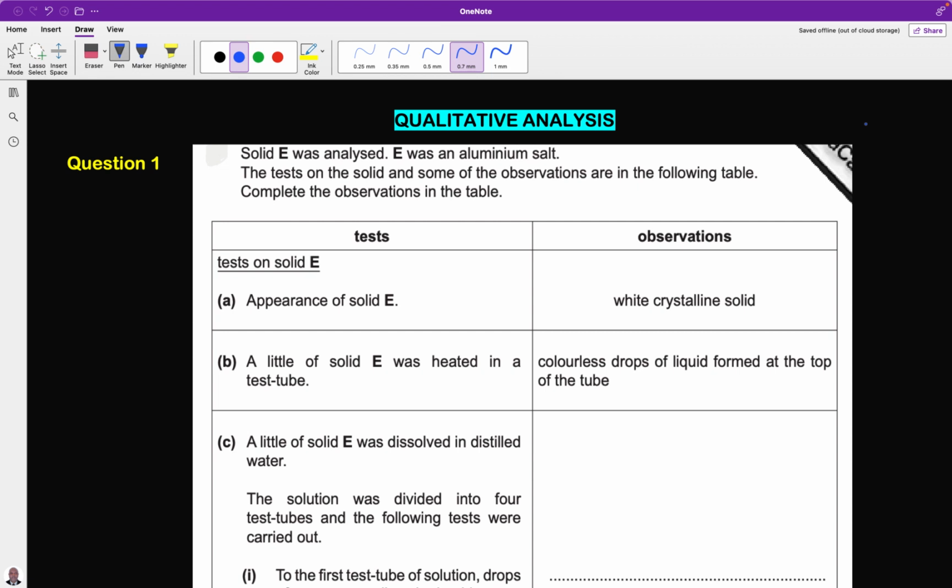Solid E was analyzed. E was an aluminum salt. The test on the solid and some of the observations are in the following table. Complete the observations in the table. You have 2 columns, test and the observation. Test on solid. A. Appearance of the solid was white crystalline solid. B. A little of solid E was heated in a test tube. The observation: colorless drops of liquid formed at the top of the tube.